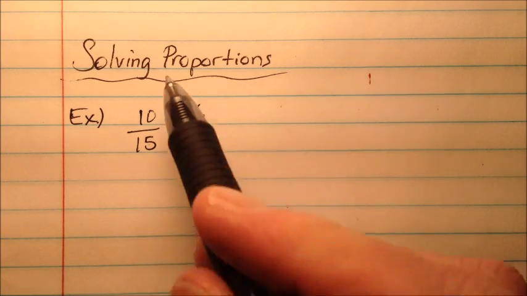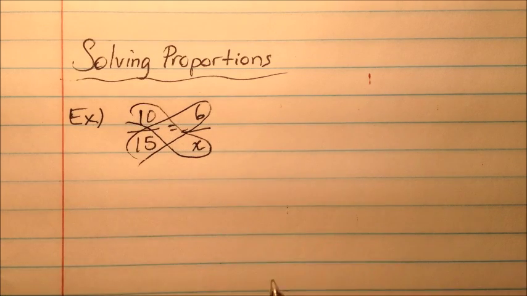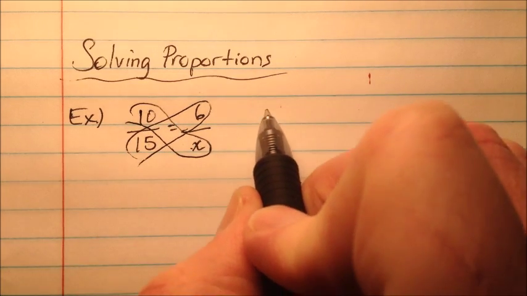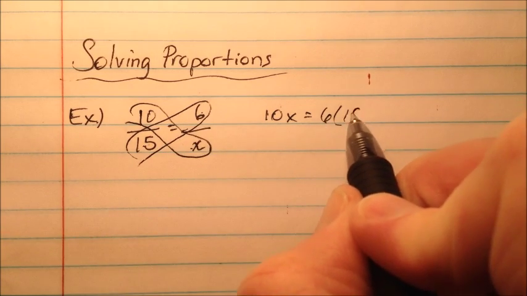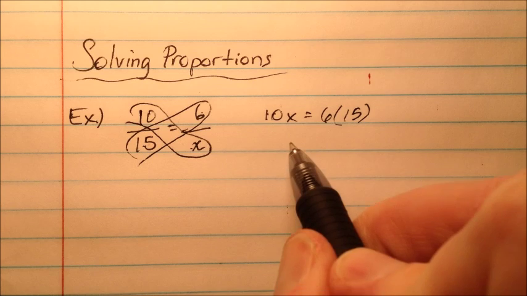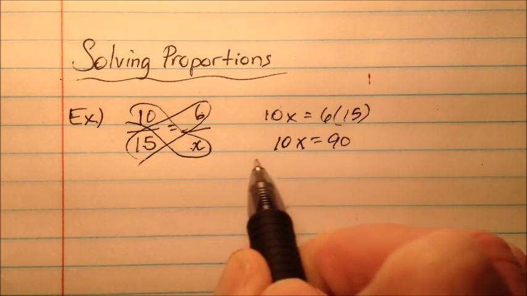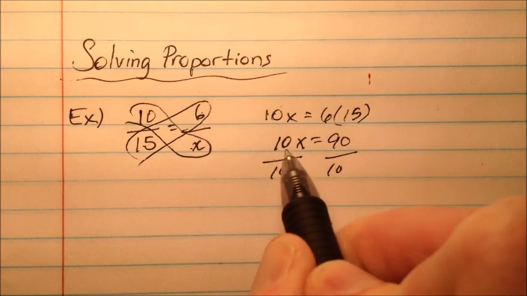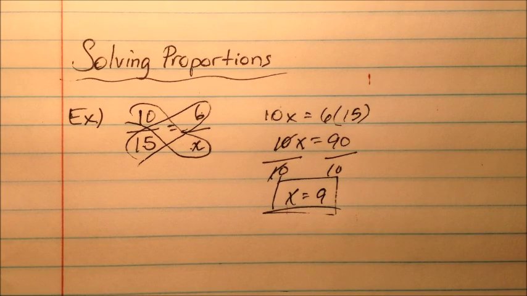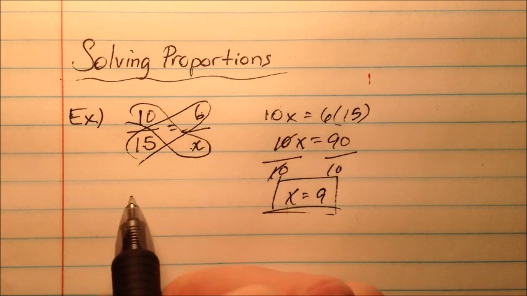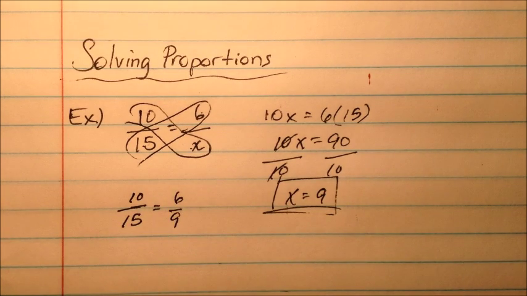So we can solve them by setting the cross products equal to each other. Here's how this works. We take 10 times x, so 10x, and then we take 6 times 15. We can solve this for x because 10x equals, let's see, 6 times 15 will be 90. Then it looks like we can divide both sides by 10. So x equals 9. So what we're saying here is if we plug 9 in for x, 10 over 15 will be the same as 6 over 9.